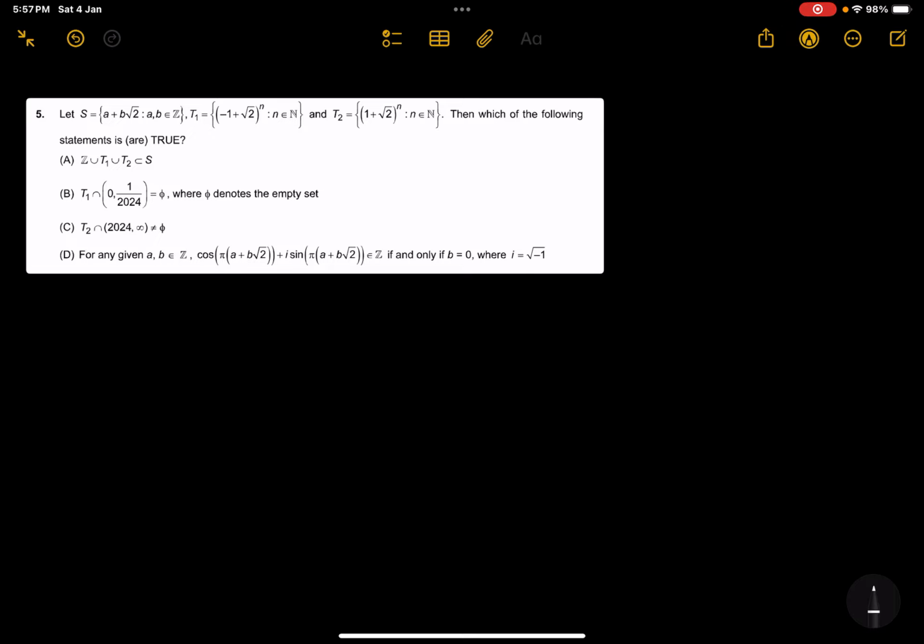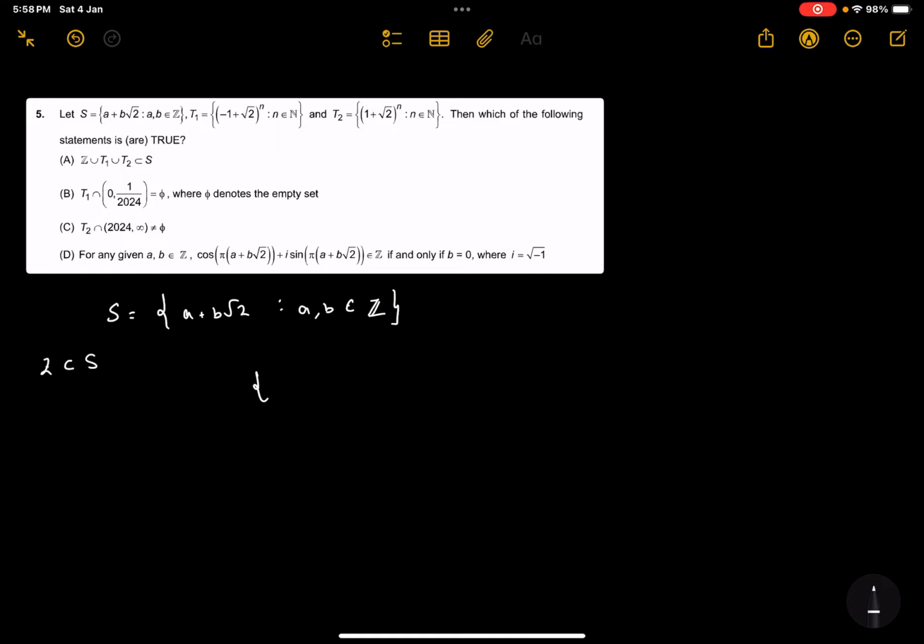So first we have Z union T1 union T2 is a subset of S. Our set S is a plus b root 2, where a and b are integers. So b can be 0. Thus S indeed has all the integers from this part a. So yeah, Z is a subset of S.